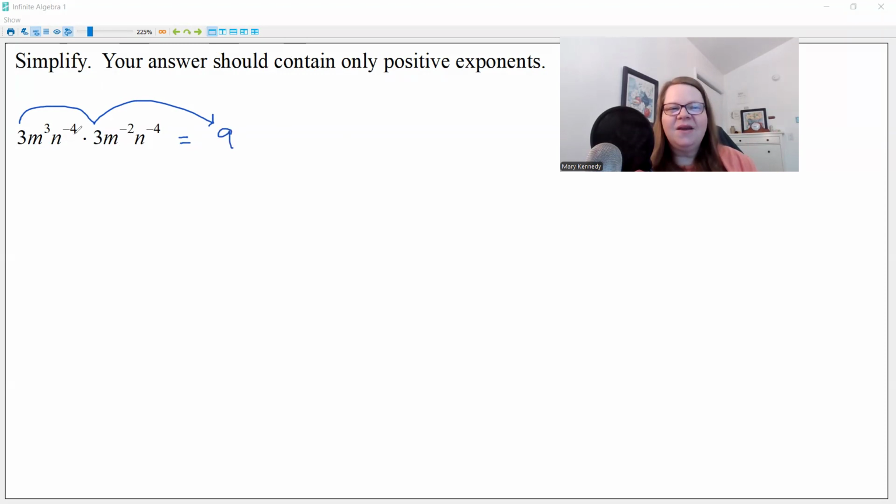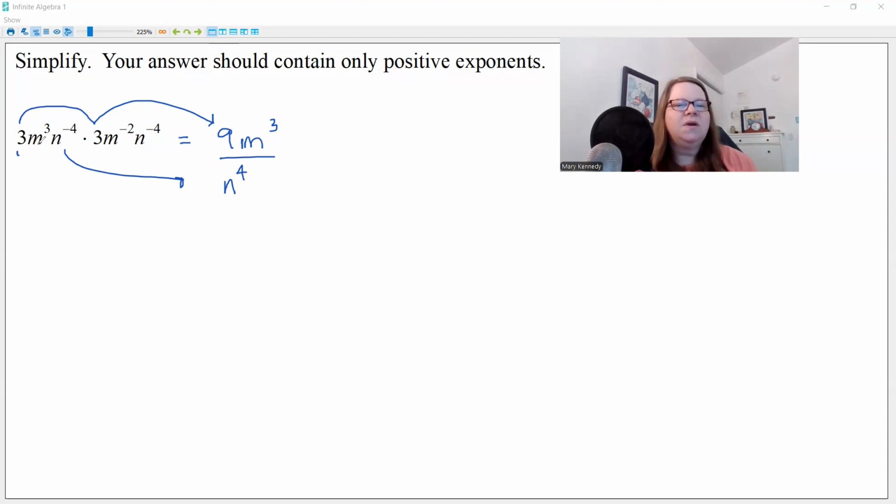And now I want to make sure that all of my exponents are positive exponents. It even says that up here. Your answer should only contain positive exponents. So m to the third is just fine. It's m cubed. It's positive. n to the negative 4 needs to go into the denominator. So when we move it to the denominator, it's now positive. That's what we're looking for, positive exponents.